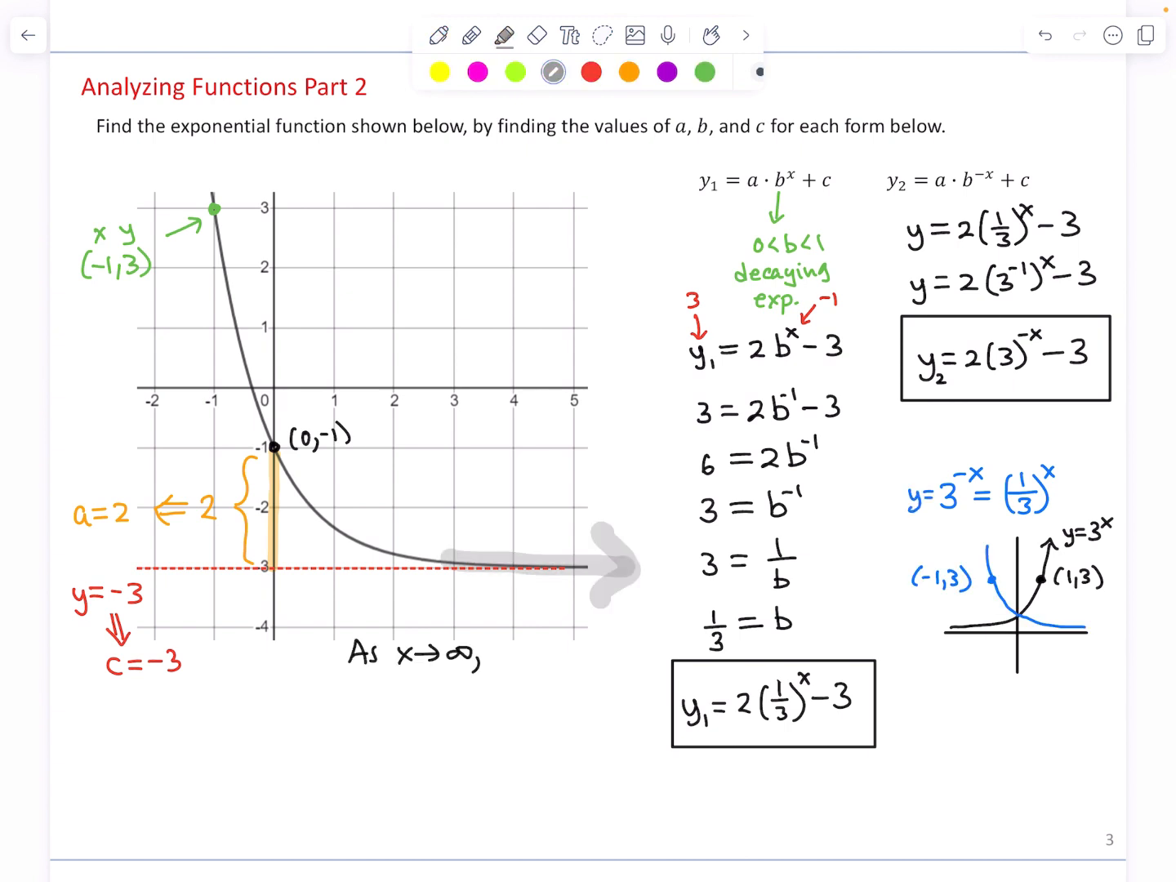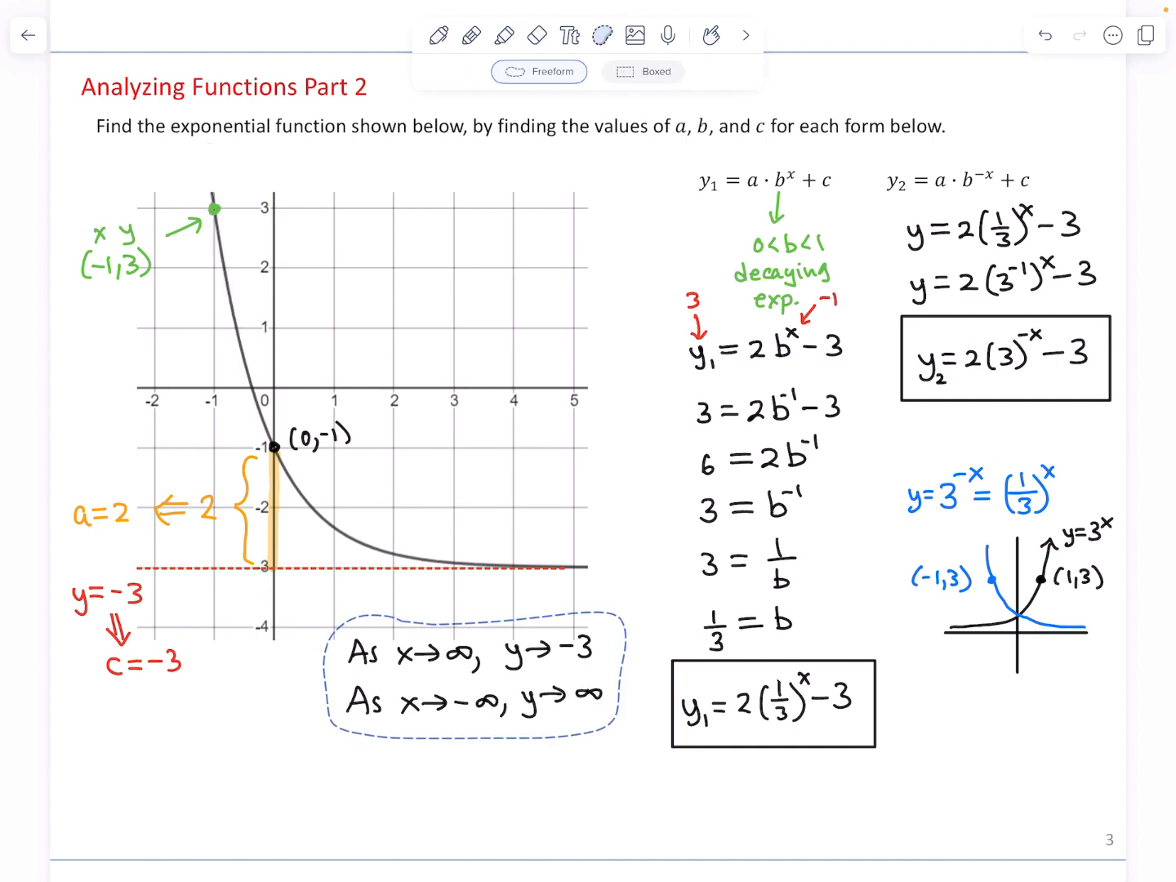Notice that as we go right forever with this graph, the y-coordinates are approaching that horizontal asymptote of negative 3. And as we go left forever with this graph, the y-coordinates are approaching infinity. We could have determined this right away from using the image alone. All right, moving on to the next page.